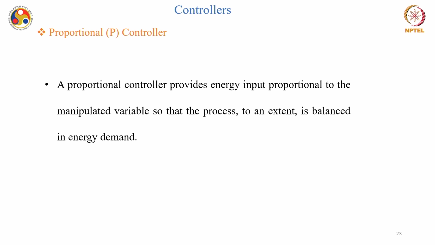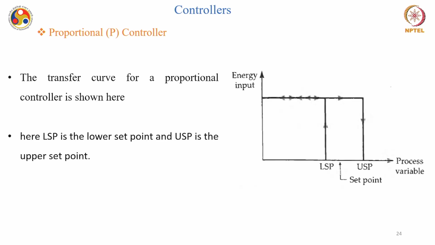Now this is the basic controller, and in some advanced controllers I have a proportional controller or P controller. A proportional controller provides energy input proportional to the manipulated variable, so that the process to an extent is balanced in the energy demand. As the name suggests, the proportional controller provides energy input proportional to the manipulated variable. The transfer curve of a proportional controller is shown over here.